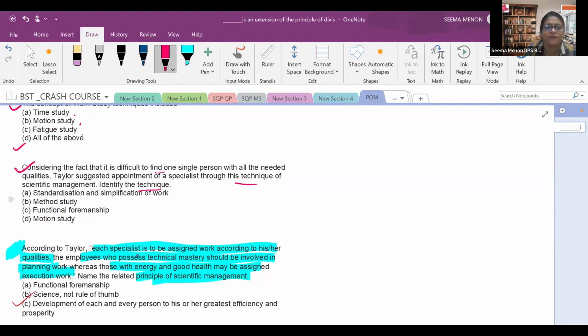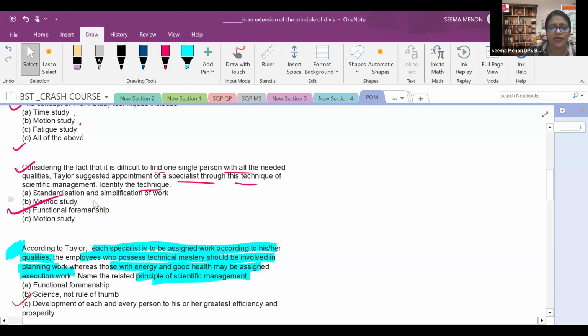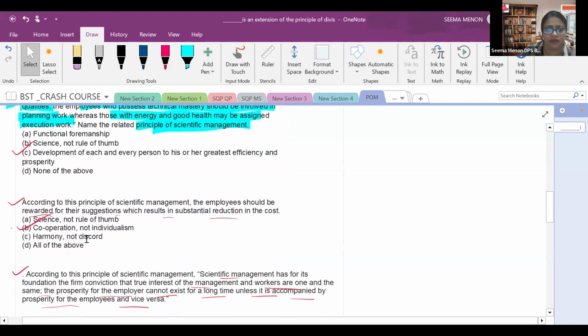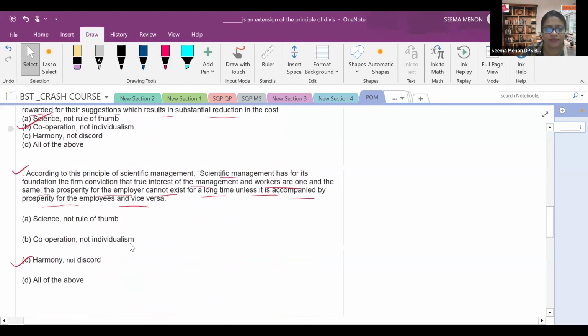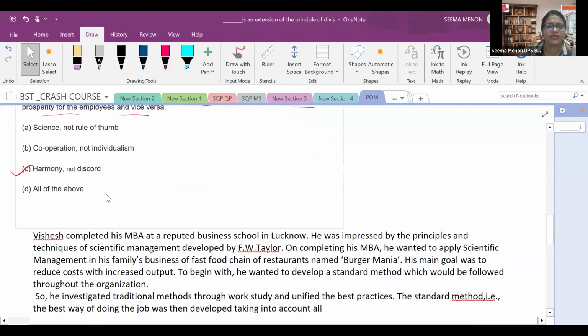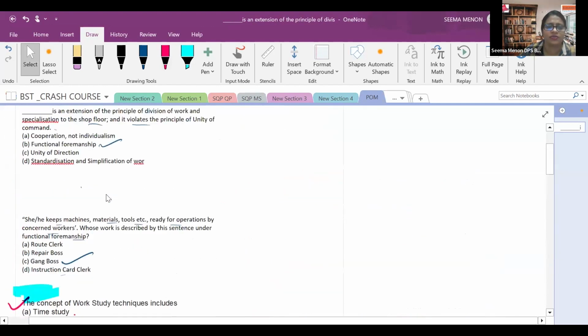Functional foremanship means it is difficult to find one single person. So in the production department, 4 specialized people are there. In the planning department, 4 specialized people are there. It is difficult to find a single person with all the needs. So he suggested specialists through this technique of scientific management. What is that? Functional foremanship. Under that, 8 specialized people, 4 under planning and 4 under production. This we discussed yesterday. So in total, 8 questions of this MCQ we discussed.